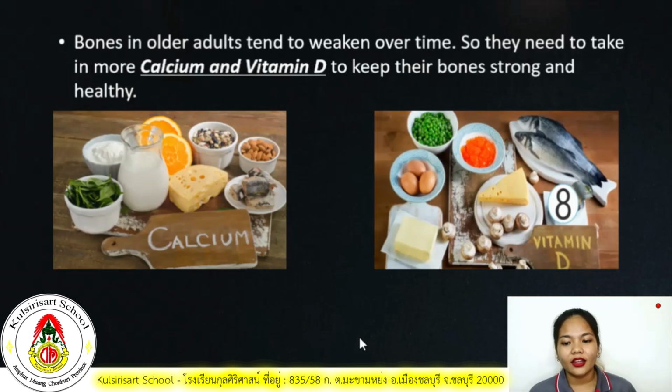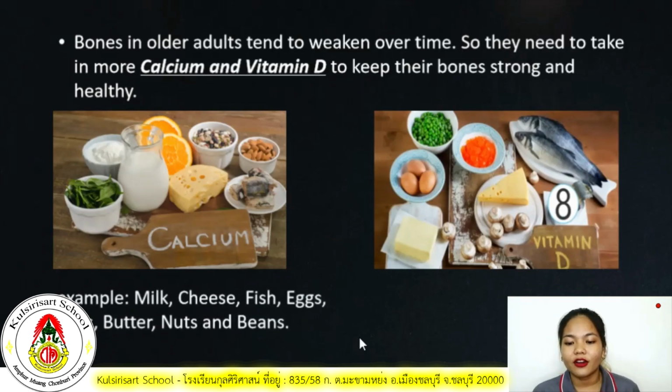Bones in older adults tend to weaken over time, so they need to take in more calcium and vitamin D to keep their bones strong and healthy. Now, calcium and vitamin D can be found in foods just like milk, cheese, fish, eggs, peas, butter, and beans. Okay, so these are examples of foods that are rich in calcium and vitamin D, which is ideal for older adults to help their bones be strong and healthy.